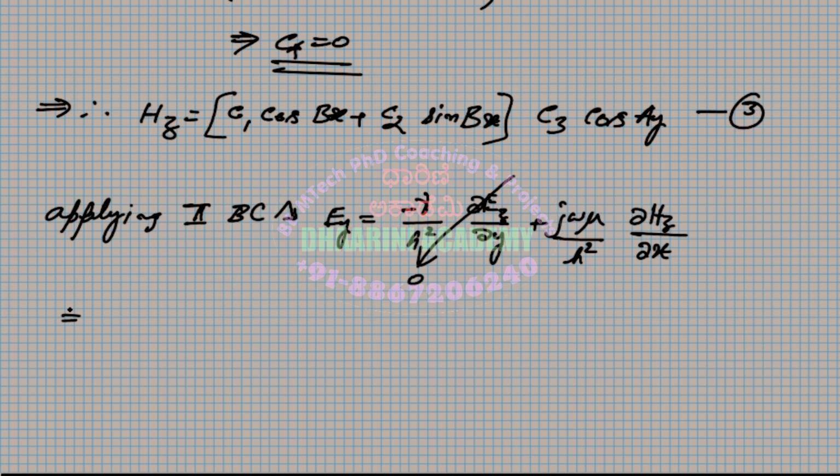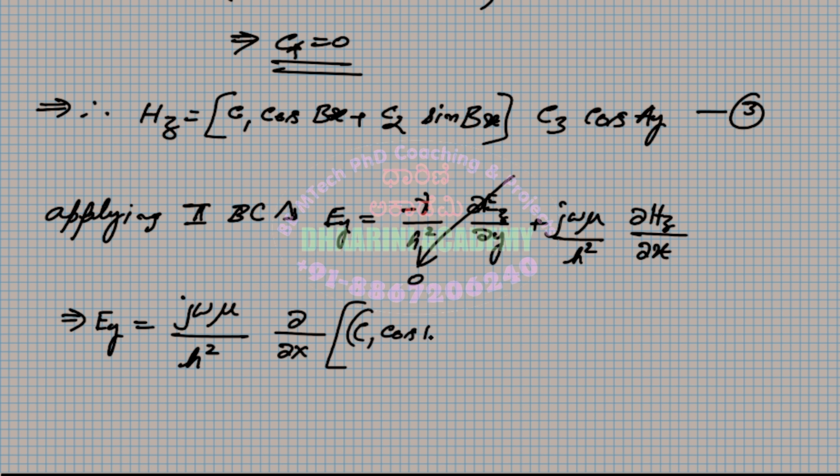So this implies Ey is equal to j omega mu divided by h square into, I should perform the partial differentiation with respect to x. Dou by dou x of, let me write the hz as it is, later we'll simplify. So that is C1 cos Bx plus C2 sin Bx into C3 cos Ay.